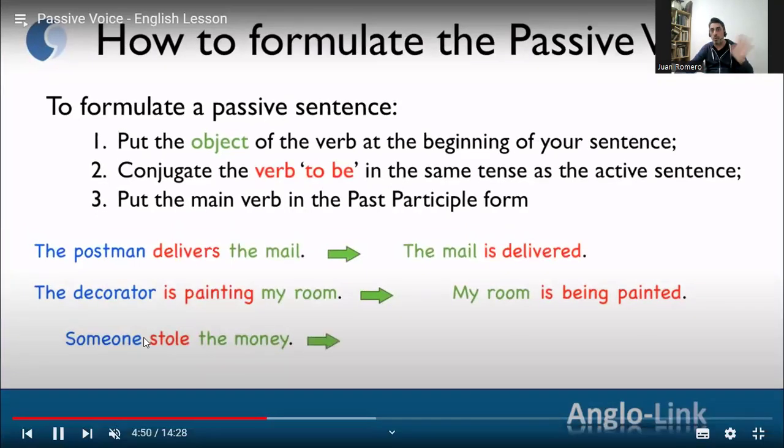Someone stole the money. Somebody, I don't know who. So someone stole the money. So the money, stole is the past of steal. So the money was stolen.